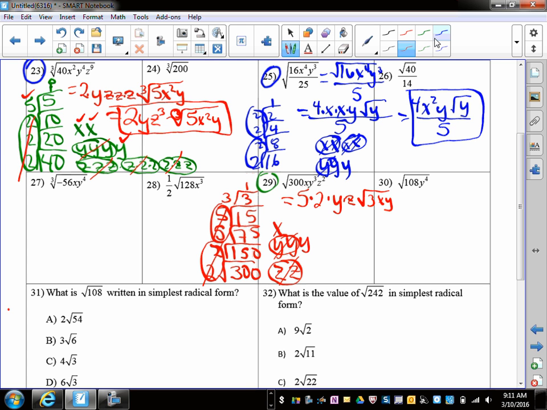If you want to go back there and cross those off after you've done it to help make sure you've got it. Okay, what's 5 times 2? 10yz square root of 3xy. Questions on that one?